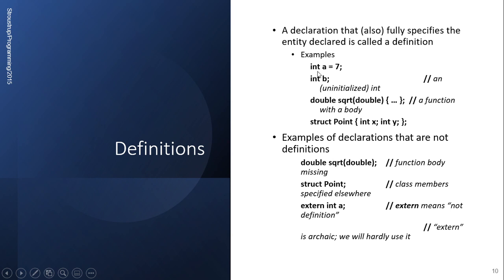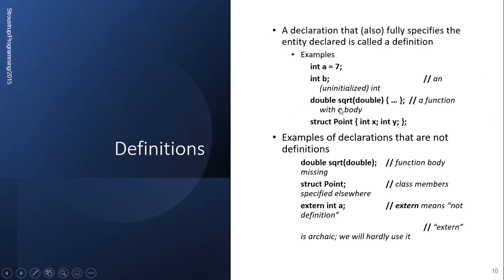For example, here int a is equal to 7. So this is a declaration as well as a definition as well as an initialization. This is also a declaration and definition. This is a definition as well as declaration, but it is not an initialization. So int b fully defines what b is. So b is an integer. It is allocated 4 bytes in RAM, and it has some garbage value. It is not initialized, but it has some garbage value there.